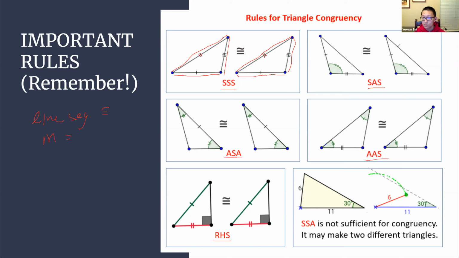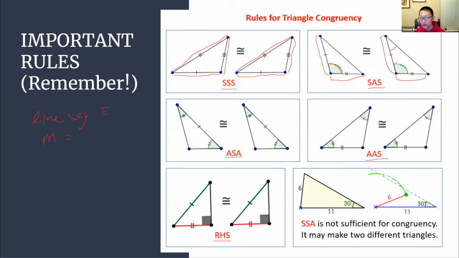So if we look at the picture here, the first one has this side congruent to this one, and this side congruent to this one. And the angle that is in between both the sides here are also congruent. If, for example, this angle was congruent to this one, it's not SAS. You cannot prove that those 2 triangles are congruent.